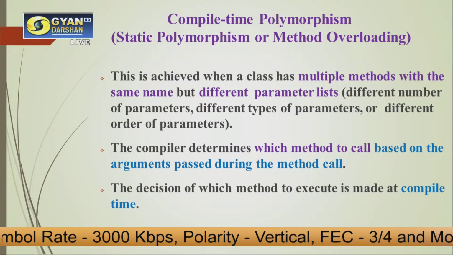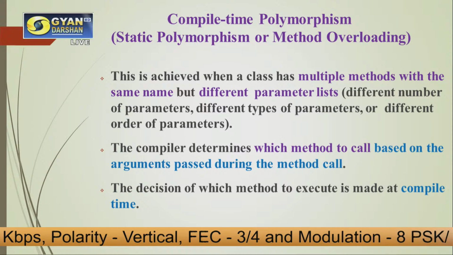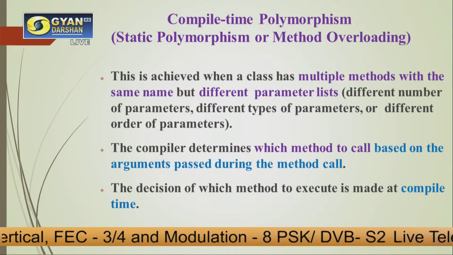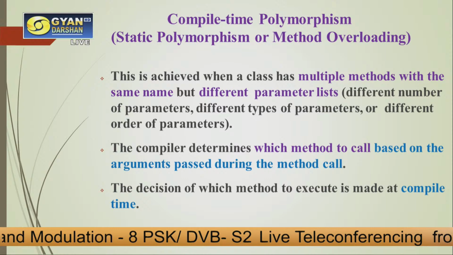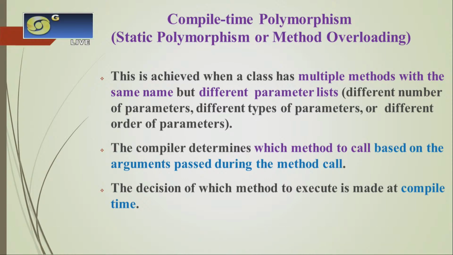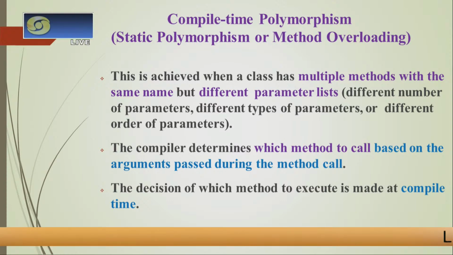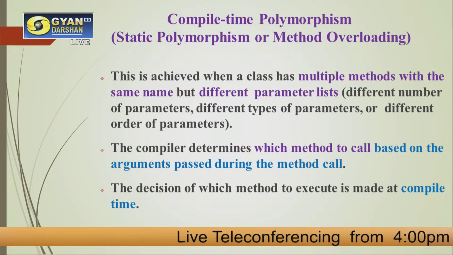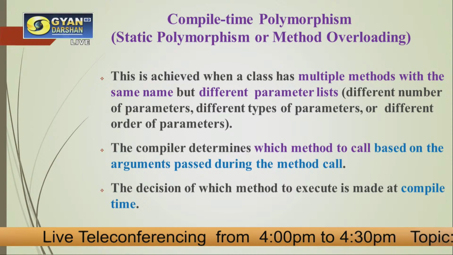It means the binding of the method with the object on which that particular method is called happens at the time of compilation itself, and this is achieved with the help of multiple implementations of the method which is having the same name, obviously, and the differentiation of those different implementations happens on the basis of the different types of parameters or different number of parameters, including the return types. The compiler determines which method is to be called based on the arguments passed during the method call for the execution. The decision of which method is to be executed is made at compile time.